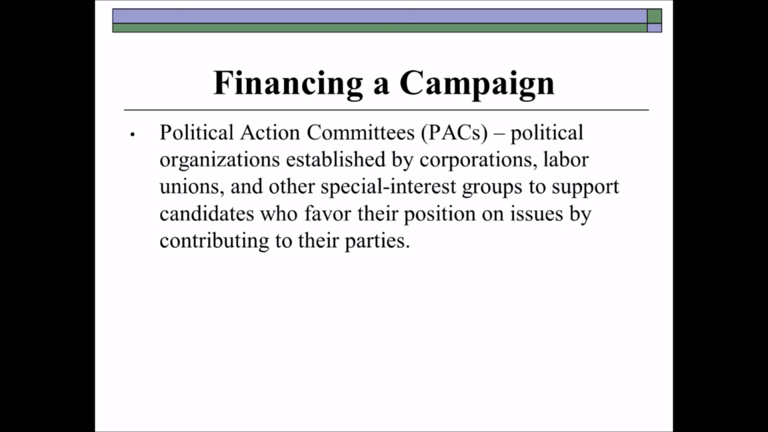And finally, this is where we start seeing the term super PAC come in, where people are donating all this money into these corporations, or what we call political action committees, whose sole purpose is to campaign for a special interest group or for a candidate.